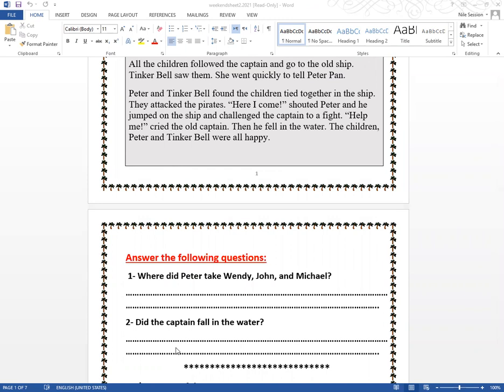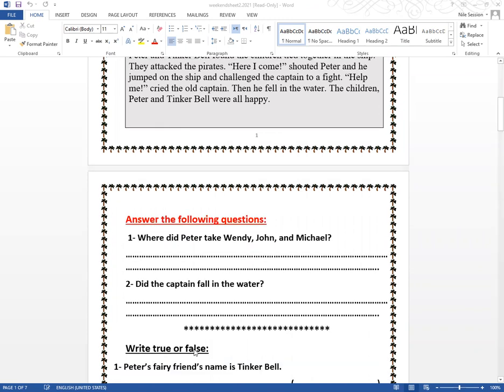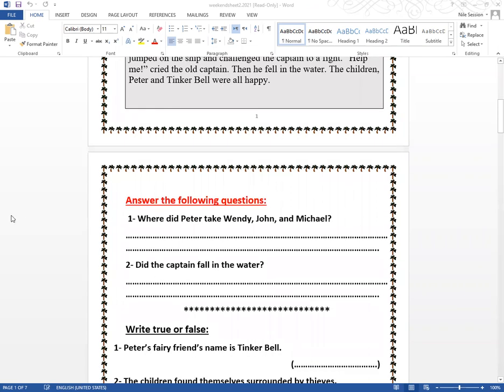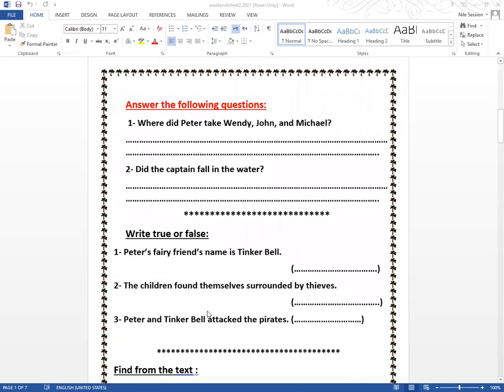Number 1, where did Peter take Wendy, John, and Michelle? So the answer will be, he took them to his home. Did the captain fall in the water? Yes, he did.